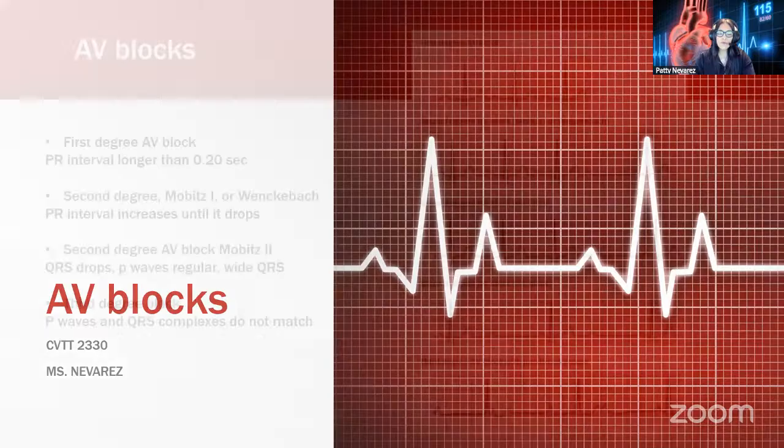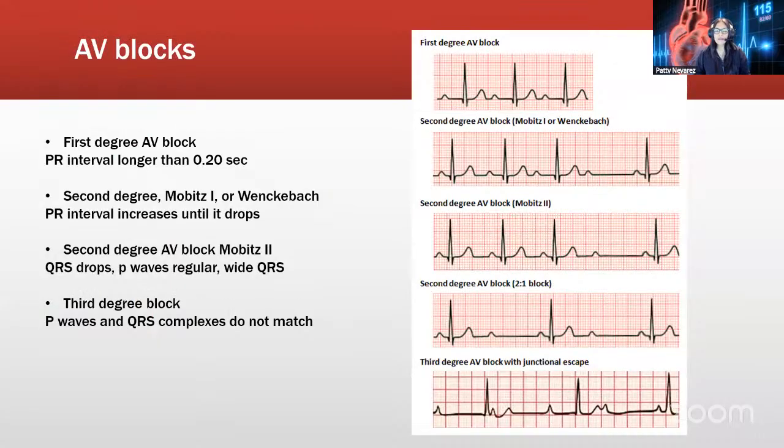Okay, so there are 4 types of AV blocks. There are several types of blocks in the electrical conduction system of the heart. We are going to focus on the atrioventricular blocks, so if there's any block between the atria and the ventricle. So these are the 4 that we are going to study and go over today.